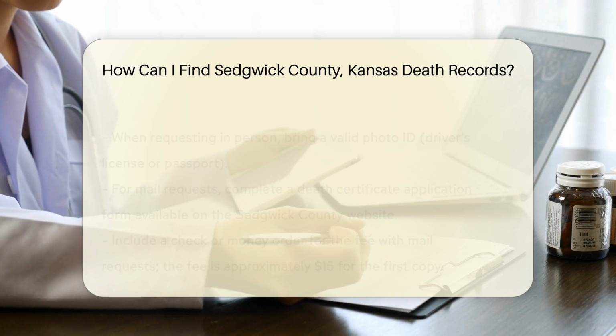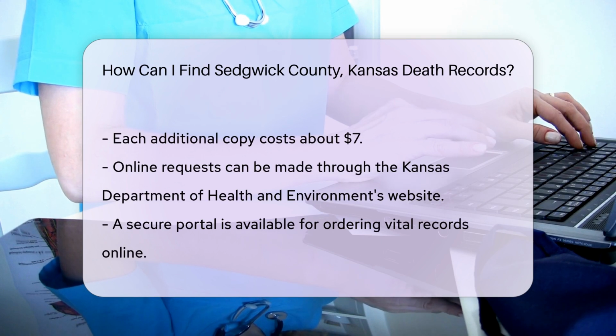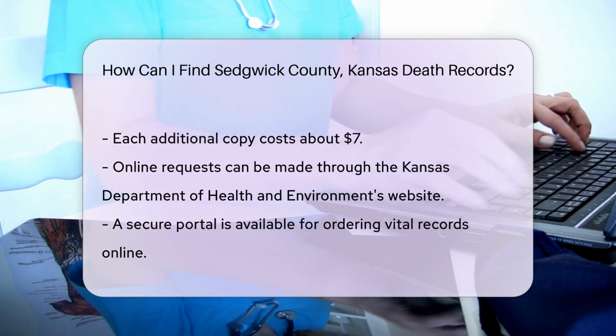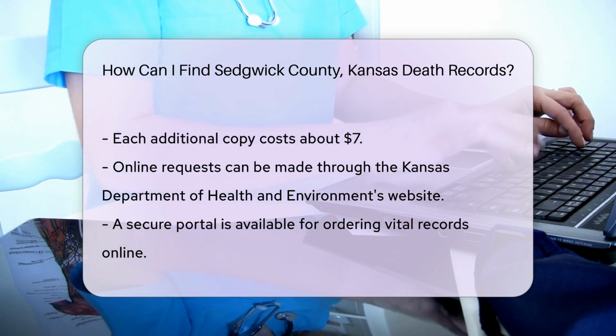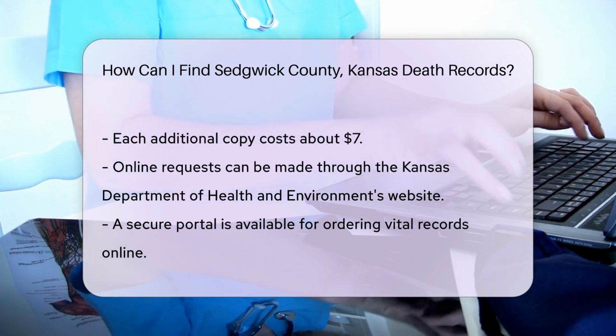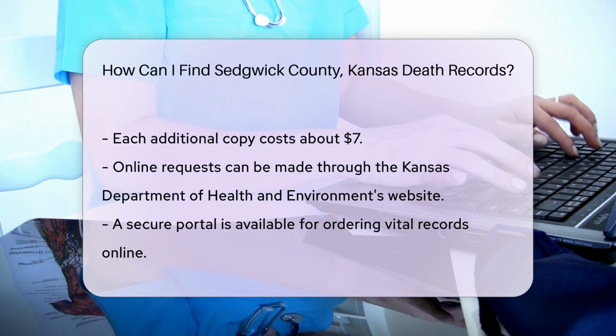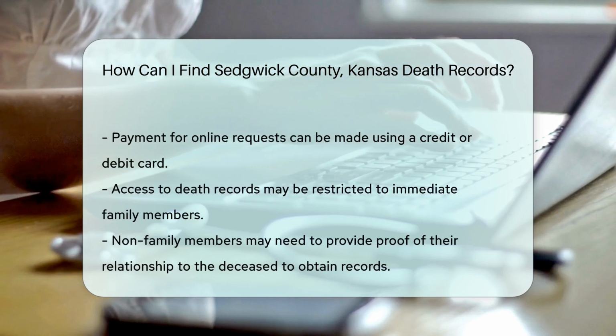Include a check or money order for the fee, which is typically around $15 for the first copy and $7 for each additional copy. If you prefer online requests, you can use the Kansas Department of Health and Environment's website. They provide a secure portal for ordering vital records. Be prepared to pay any applicable fees using a credit or debit card.